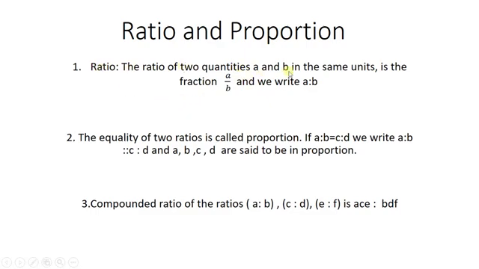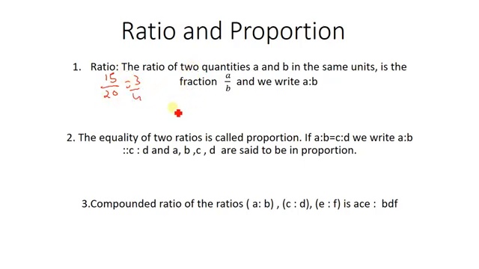Ratio of two quantities A and B in the same units is the fraction A by B, and we write it as A is to B. Suppose I tell you to find out the ratio of 15 and 20. So how will you find out that? So that will be very easy. 15 upon 20, that is 3 by 4. So ratio of 15 and 20 is 3 by 4.